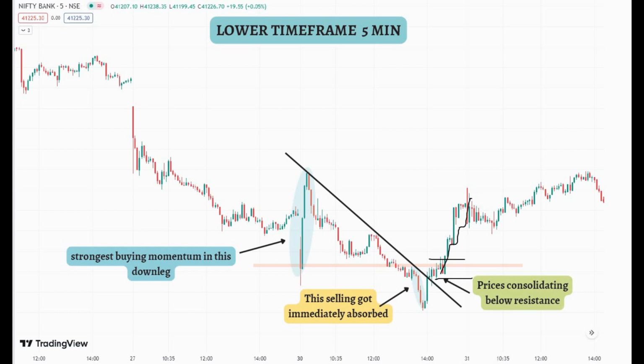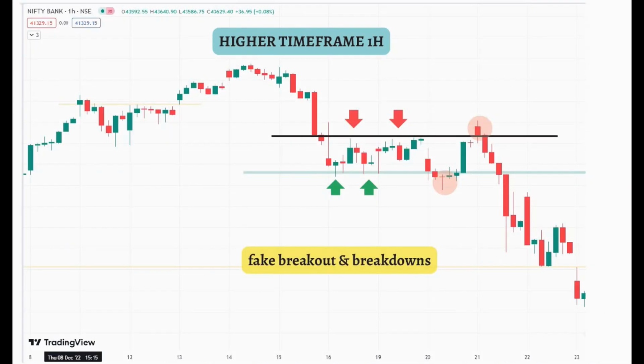Okay, so now let's look at another example. So again, this is the chart of Bank Nifty on the 1 hour time frame. See here, prices are consolidating after the strong selling leg. Now see, prices got rejected from here, from here, from here, from here. Four times prices got rejected from these levels, indicating that demand is very active at this price area. That's why sellers couldn't break this level and continue the downward momentum.